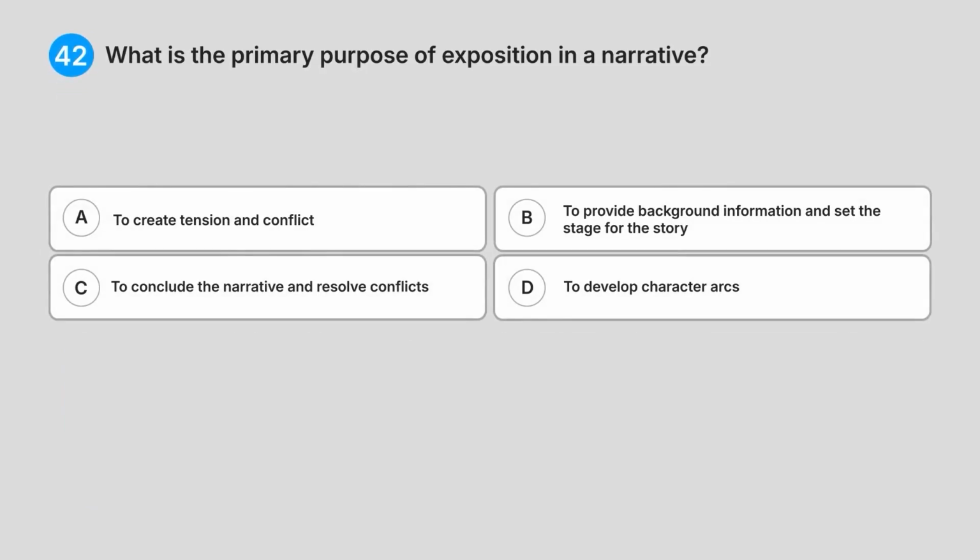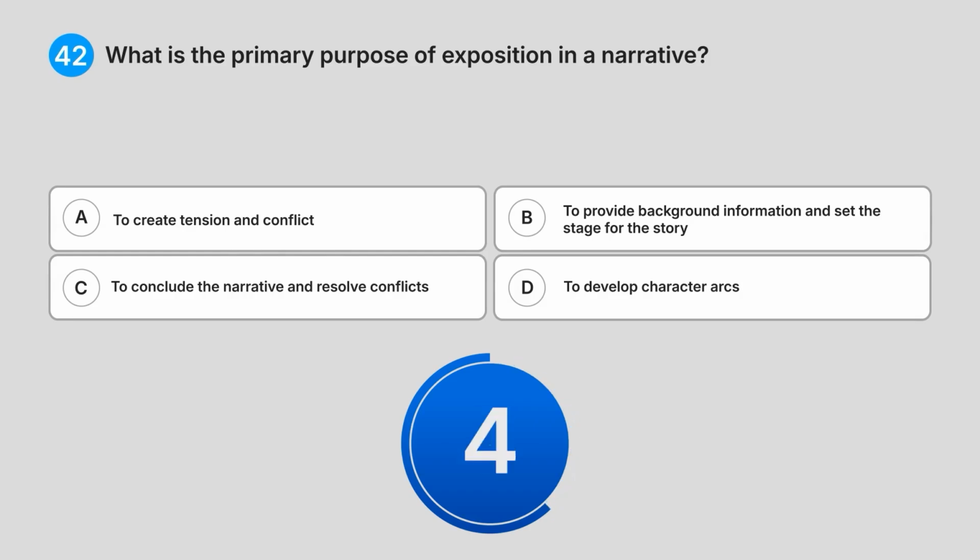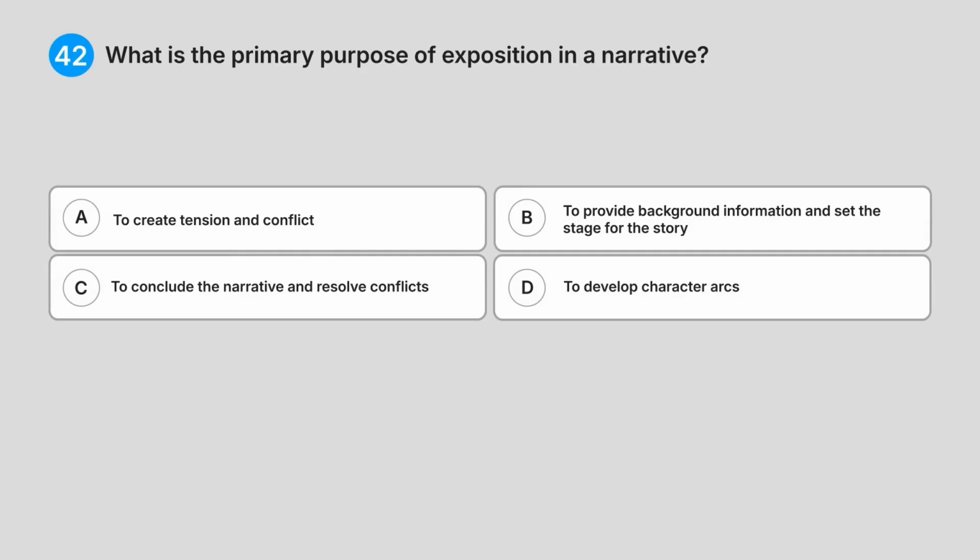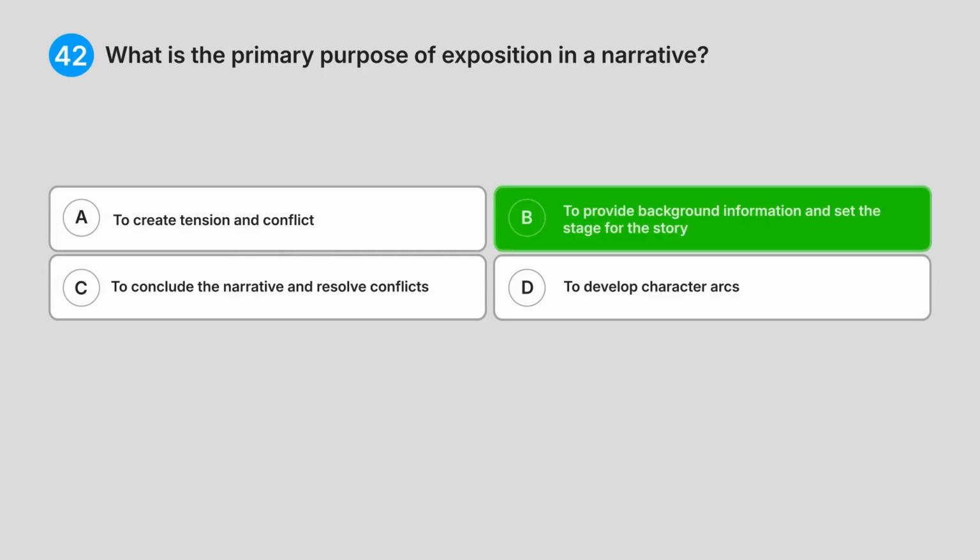42. What is the primary purpose of exposition in a narrative? A. To create tension and conflict. B. To provide background information and set the stage for the story. C. To conclude the narrative and resolve conflicts. D. To develop character arcs. What do you think is the answer? Correct answer, B. To provide background information and set the stage for the story.